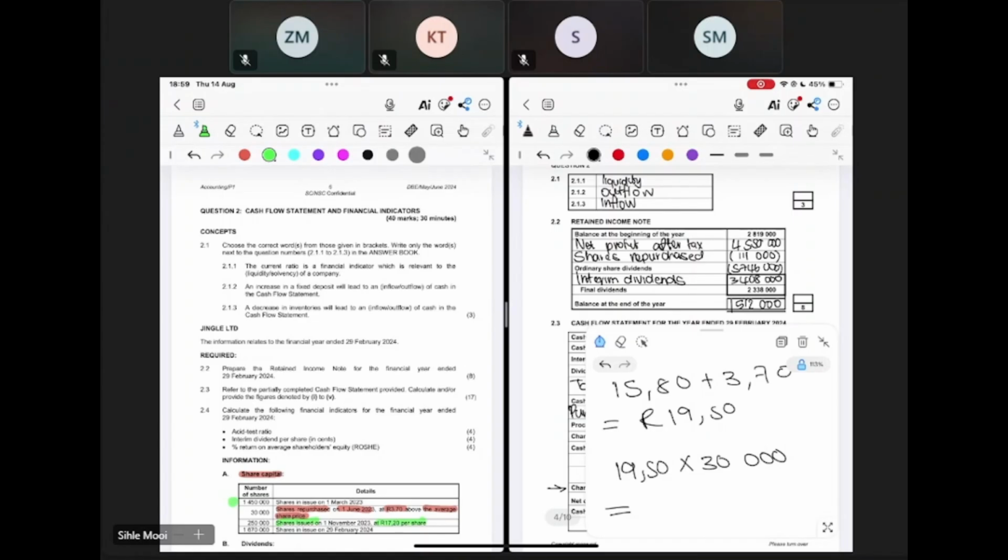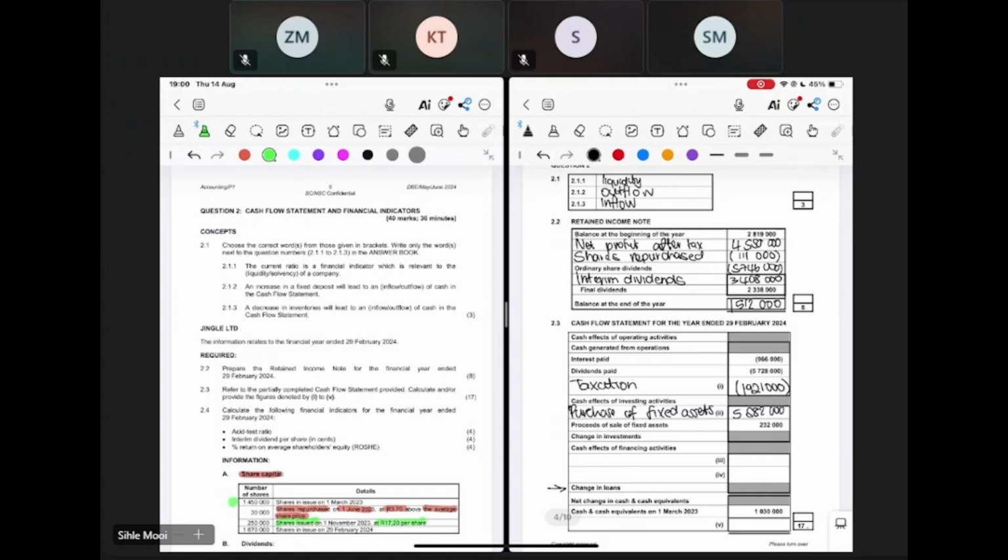19.5 multiplied by 30,000, and that gives you 585,000. So that's how much the company spent on the repurchase. So that will be a cash outflow. So repurchase of shares, 585.